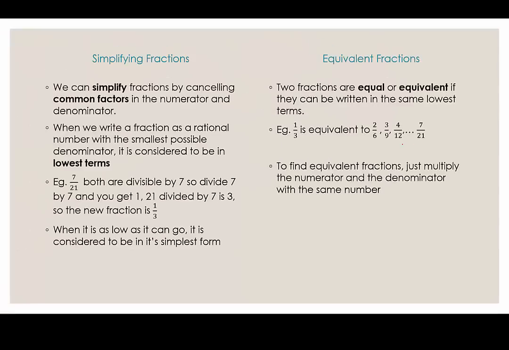Simplifying fractions. We've done some work with this as well, but it simply means that you are canceling your common factors in your numerator and your denominator to take it down to its smallest form. When we write a fraction as a rational number with the smallest possible denominator, it's considered to be in its lowest terms. So again, if you take 7/21, both are divisible by 7, right? You need to go back and use your divisibility rules. If you divide 7 by 7, you get 1. 21 divided by 7 is 3. So your simplest form, or your smallest term, is 1/3, okay? When it's as low as it can go, then it's in simplest form.